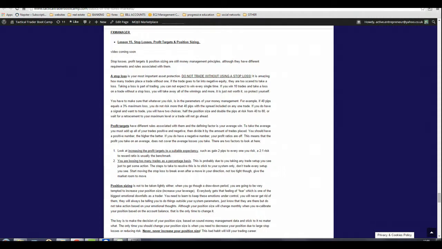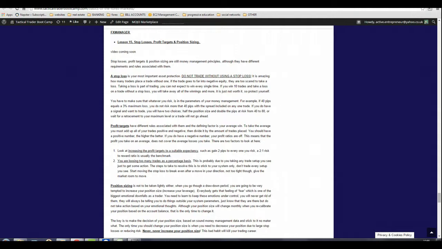associated with them. A stop loss is your most important asset protection. Write this down. Do not trade without using a stop loss. Ever. Always place a stop loss. It's amazing how many traders place a trade without one. If the trade goes too far into negative equity, they're too scared to take the loss. Taking a loss is part of trading. You cannot expect to win every single time.